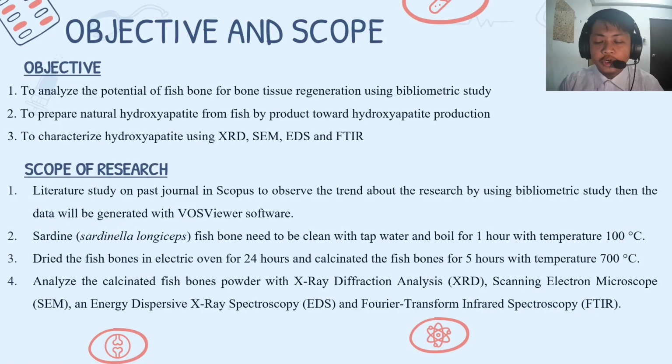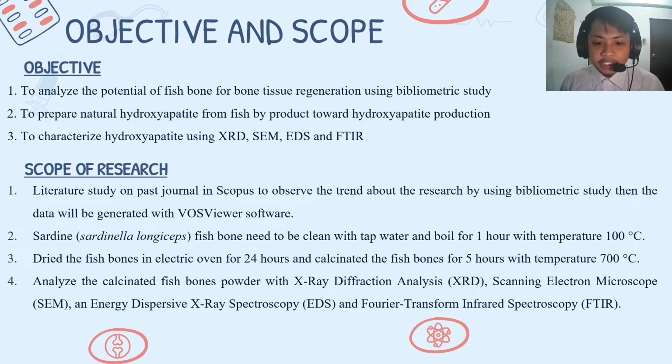After that, we move to objective and scope. There are three objectives. One, to analyze the potential of fish bone for bone tissue regeneration using bibliometric study. Second, to prepare a natural hydroxyapatite from fish byproduct towards hydroxyapatite production. And last objective is to characterize the hydroxyapatite using XRD, SEM, EDS, and FTIR analysis.